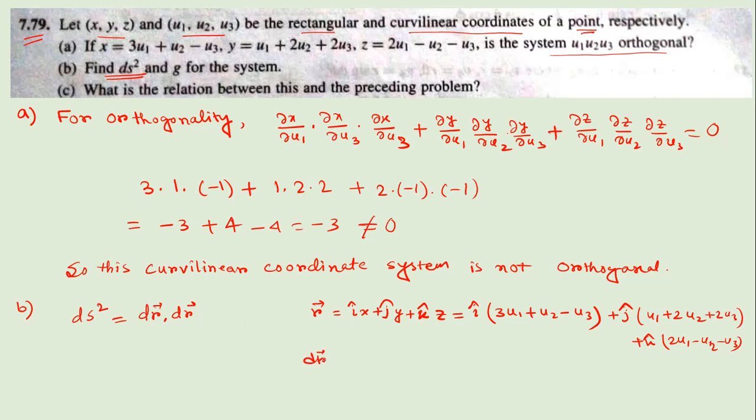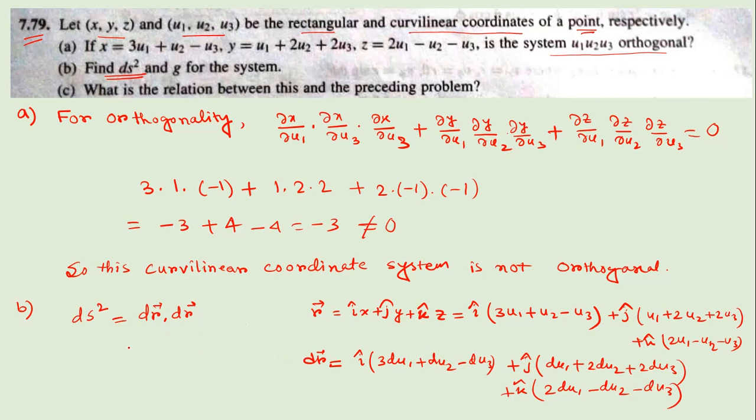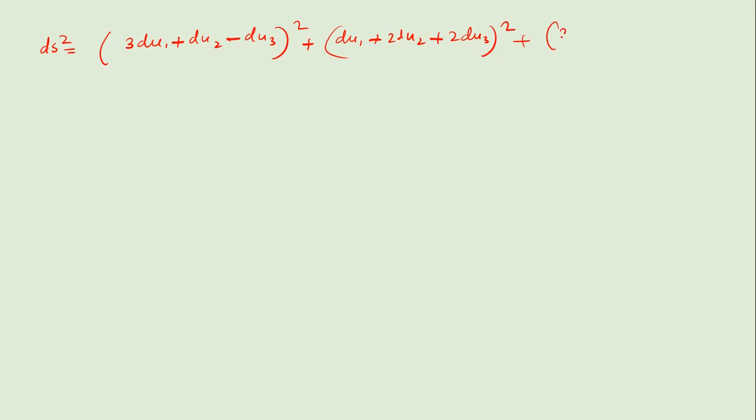Then what is the value of dr? That is i cap (3 du1 plus du2 minus du3) plus j cap (du1 plus 2 du2 plus 2 du3) plus k cap (2 du1 minus du2 minus du3), right? So if you dot it with itself, you will get this square, that square and that square. So ds square is nothing but (3 du1 plus du2 minus du3) whole square plus (du1 plus 2 du2 plus 2 du3) whole square plus (2 du1 minus du2 minus du3) whole square.